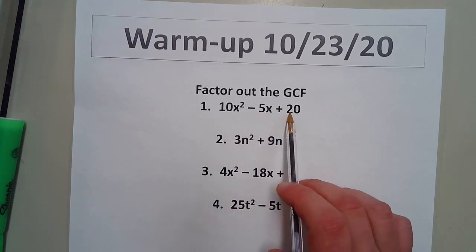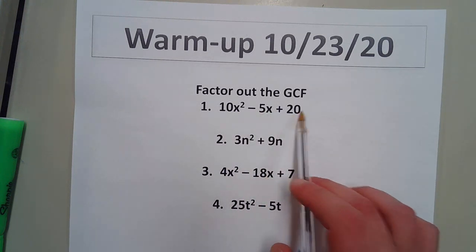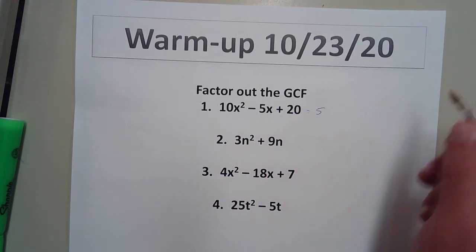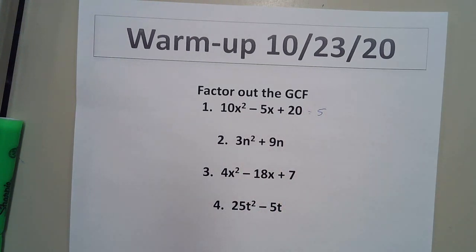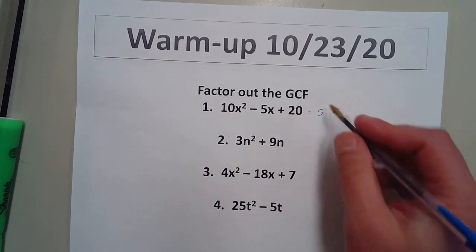So numbers wise, I think it's fairly obvious. These are all divisible by 5. So I can take a 5 out of everything. Now there's x's here and x here, but since there's no x here, we can't factor an x out of all this. So basically our GCF ends up being 5.